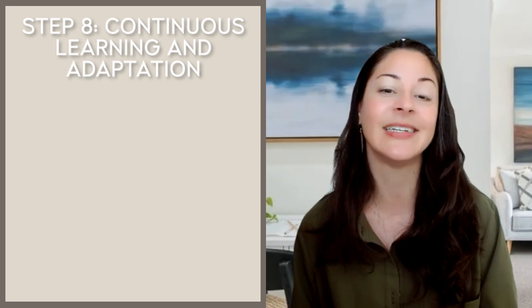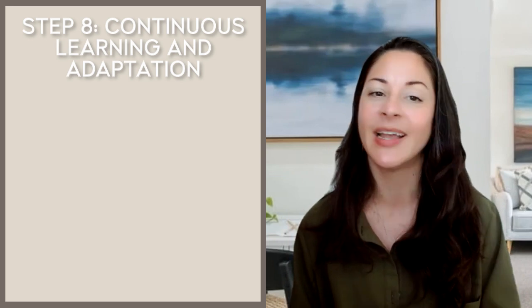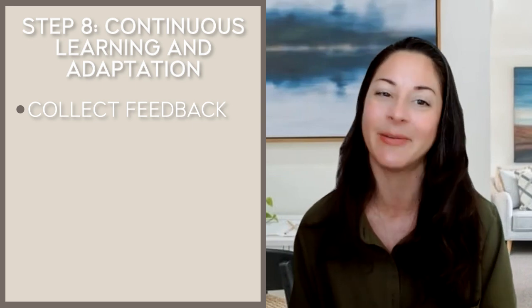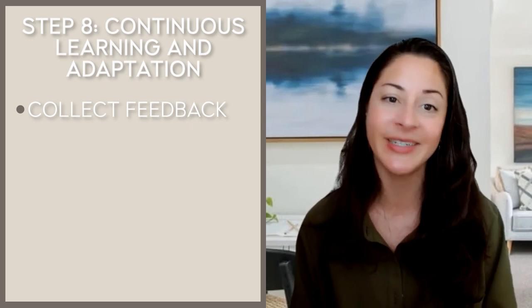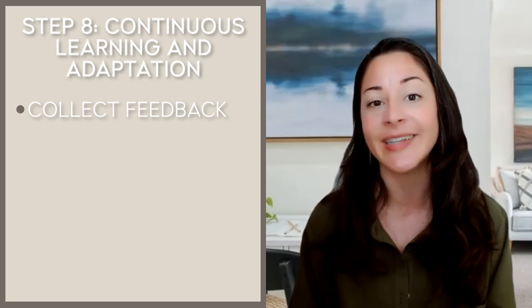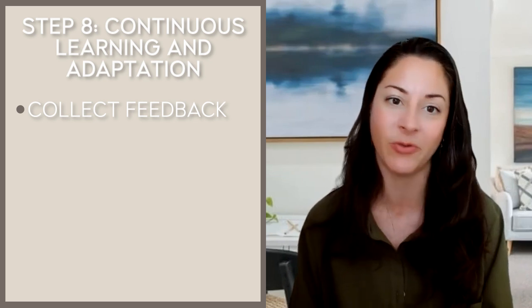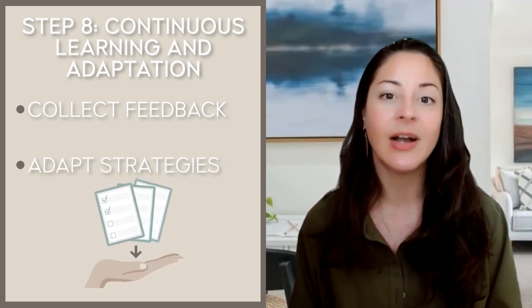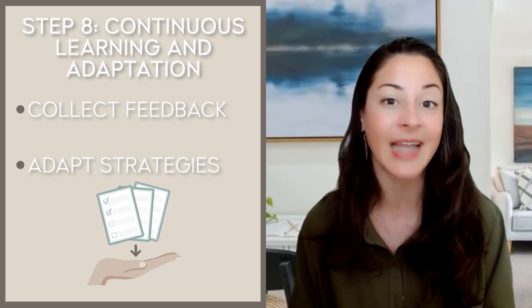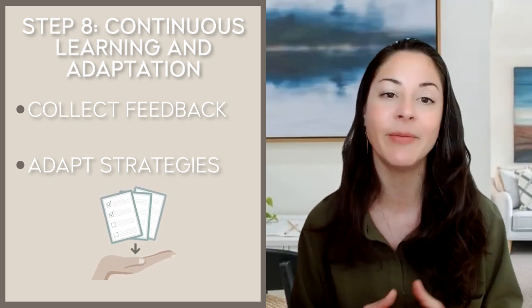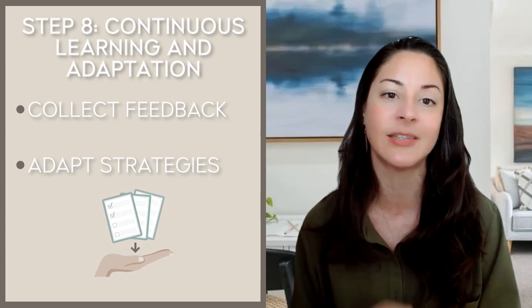Step 8, continuous learning and adaptation. It's time to collect feedback. You've heard me say this before, and you're going to hear me say it again. Gather feedback from attendees, vendor partners, sponsors, and team members in order to identify strengths and areas for improvement. Next, it's time to adapt those strategies. Now, apply these lessons learned to adapt your strategies for future events. Prioritize and focus on the 20% of changes that will have the most substantial positive impact.